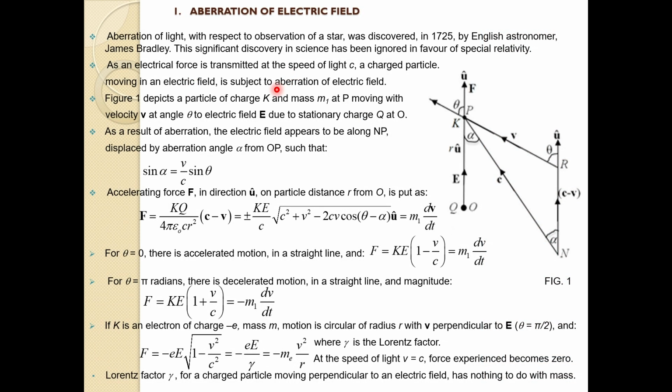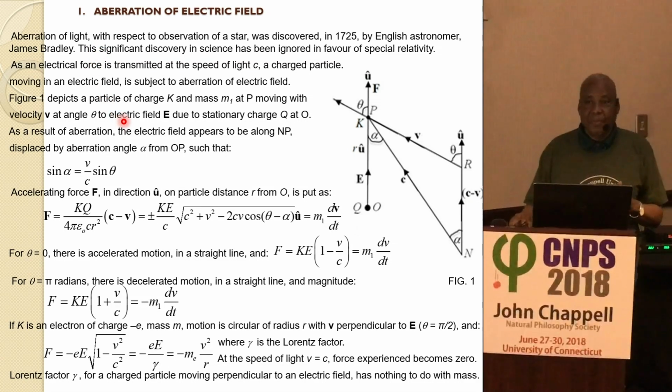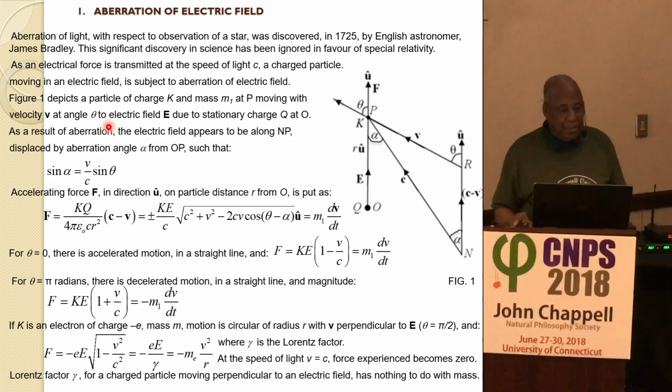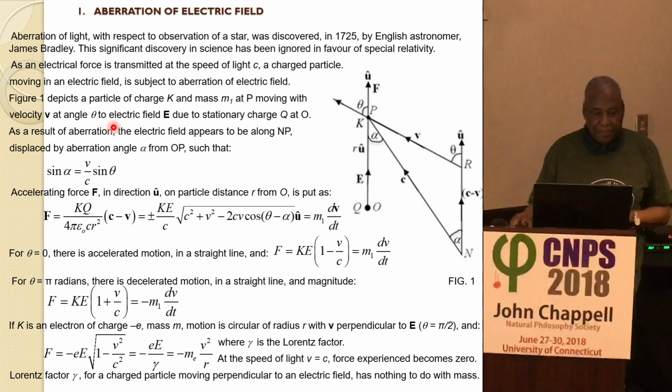An electric force is transmitted or propagated at the speed of light, and therefore a charged particle moving in an electric field will suffer aberration of electric field. Aberration of electric field is a phenomenon similar to aberration of light.